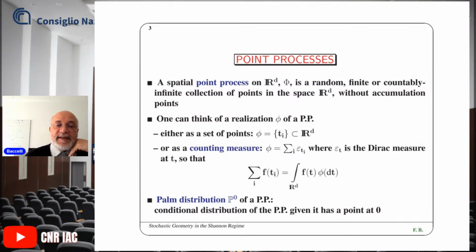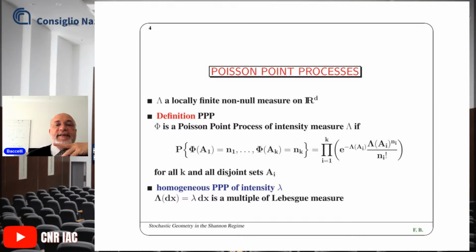So this is the object. The Poisson point process that I just discussed is defined, associated with a locally finite non-null measure lambda on R^D, which is deterministic. The random point process phi is Poisson if the numbers of points it puts in the disjoint Borel sets A1 up to AK are a product of Poisson distributions. So the numbers of points in disjoint sets are independent, and the Poisson parameter for the number in set A is just lambda of A. When the underlying measure is lambda times the Lebesgue measure, then one says the Poisson point process is homogeneous and is translation invariant.